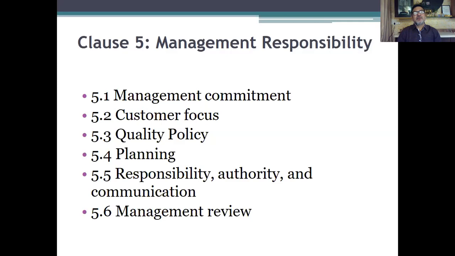Clause number 5, Management Responsibility. 5.1, Management Commitment. QMS implementation is your strategic decision that demonstrates your commitment to development and application of QMS and continual improvement of its effectiveness. This commitment must be demonstrated through informing the organization about the importance of fulfilling customer requirements, compliance with the legal and other requirements, establishing a quality policy and objectives, conducting management reviews, and providing needed resources.